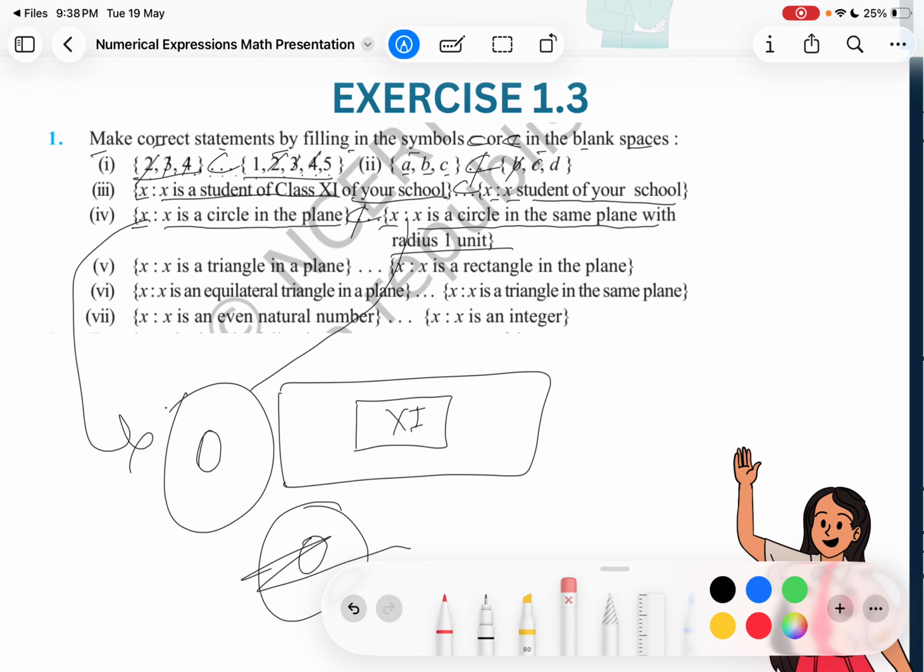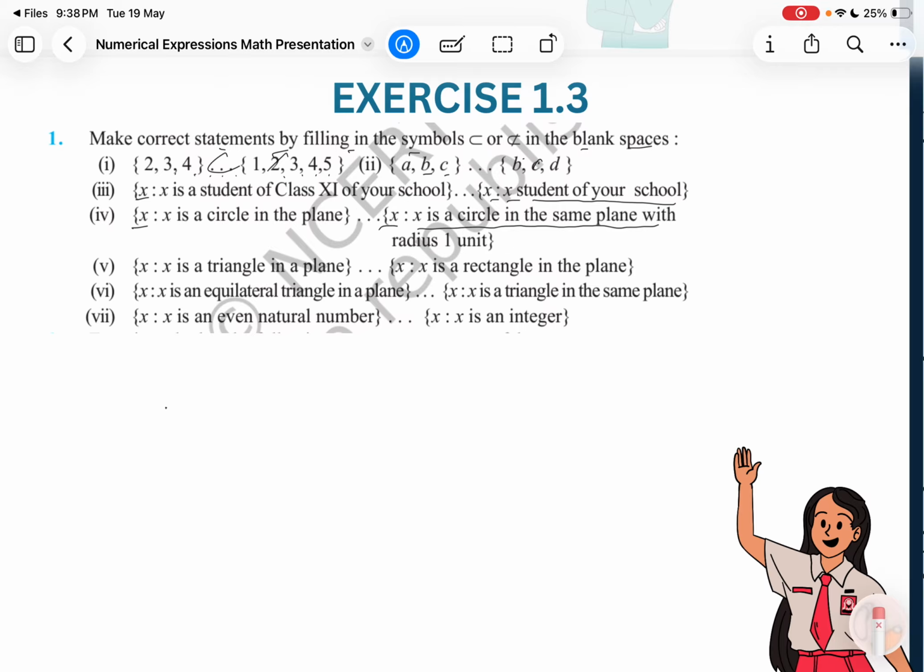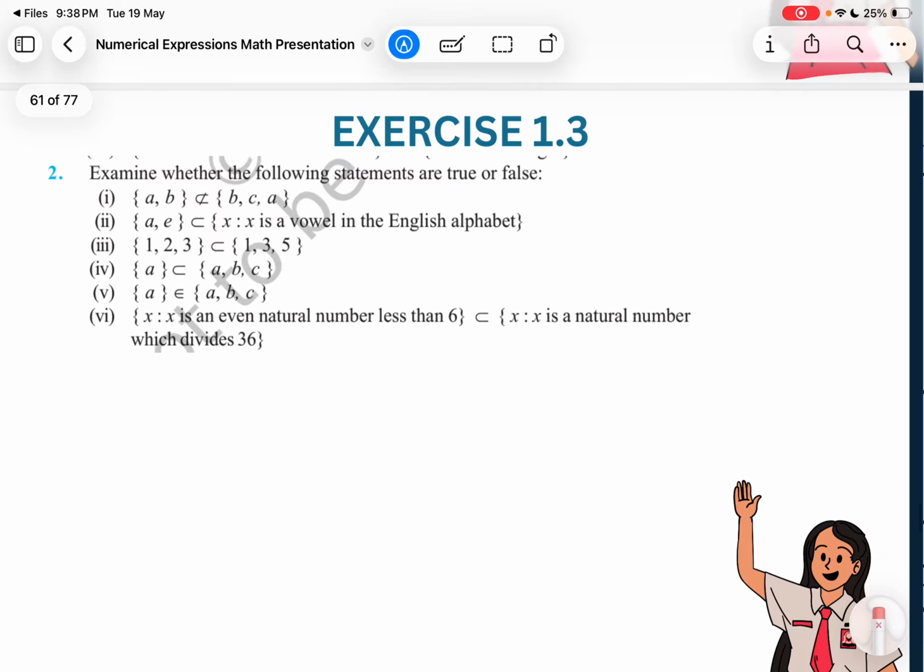Let me just clear it, and if you have any doubt you can just comment it and we will try to solve it, or we can send the solution in the comment box also. Okay, let's move to the next question.